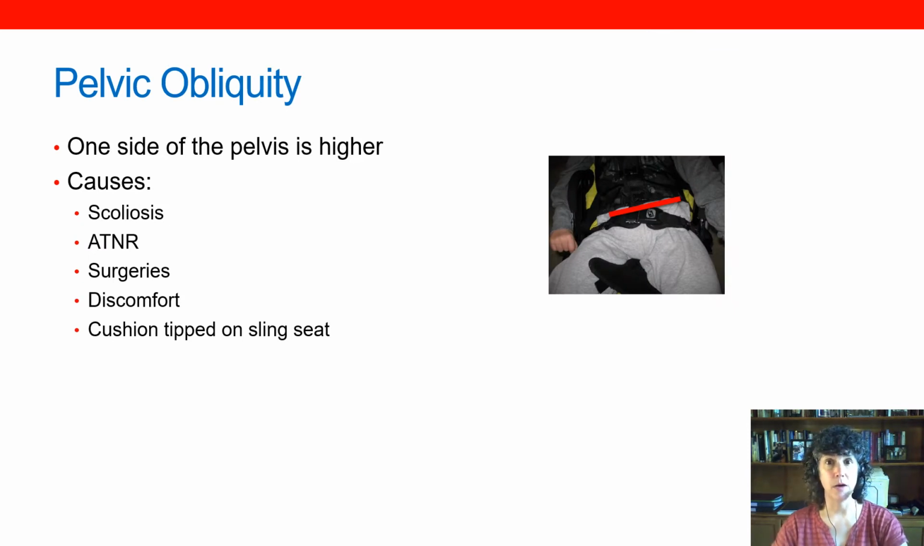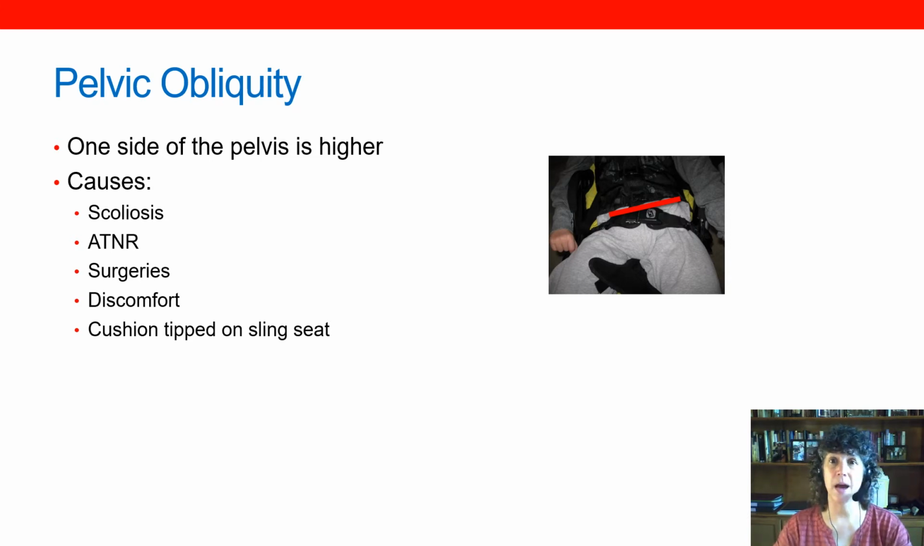And then we have pelvic obliquity. In pelvic obliquity, one side of the pelvis is higher than the other. This is often seen with other pelvic asymmetries as well, such as a posterior pelvic tilt. This can be caused by a scoliosis, a lateral scoliosis that pulls one side of the pelvis higher. This can be a component of an ATNR. It could be the result of some surgeries to the spine or the hips that have left someone with a certain degree of pelvic obliquity.